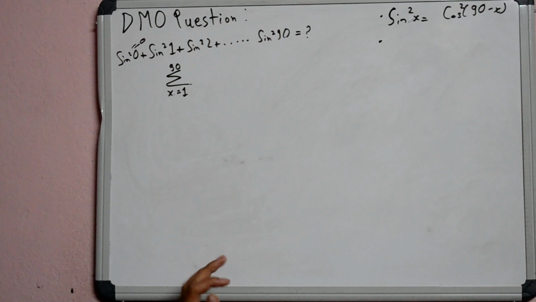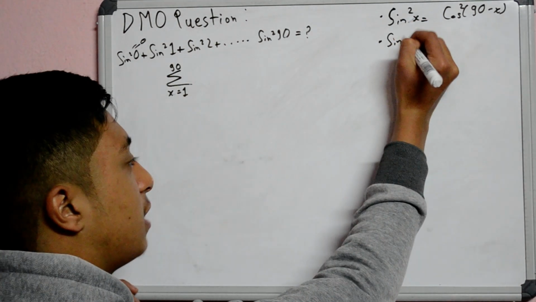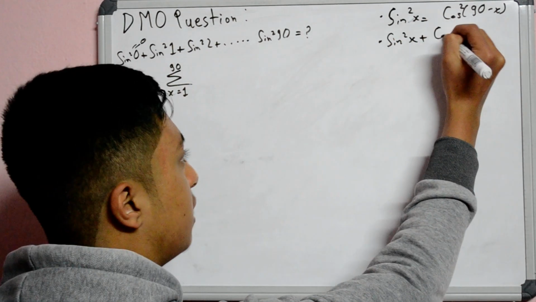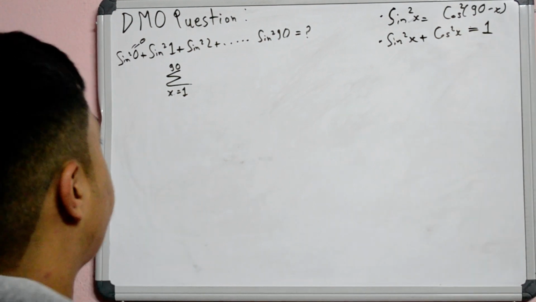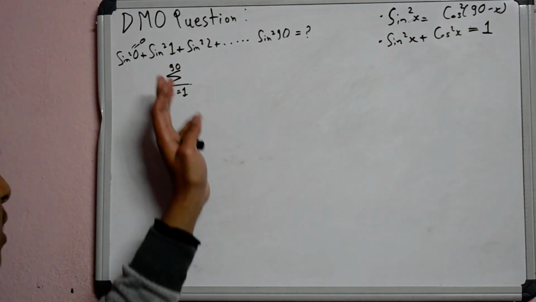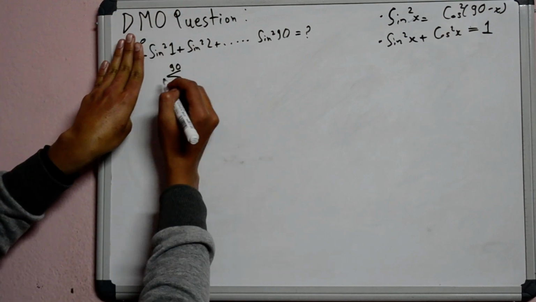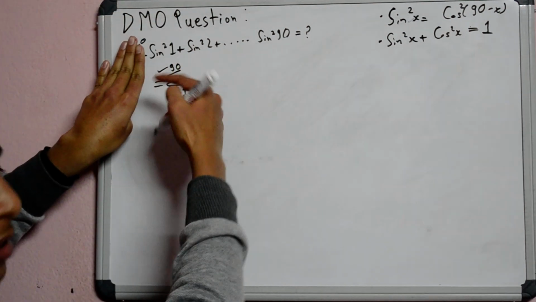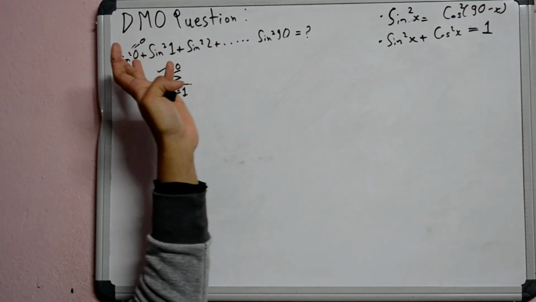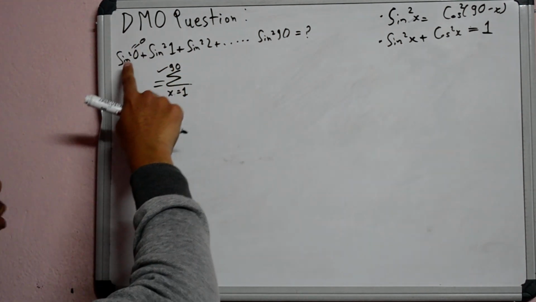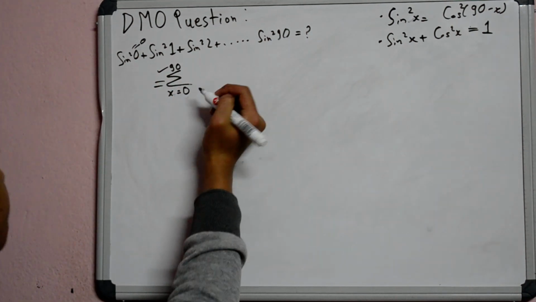And another fact is that simply the most basic trigonometric identity, sine square theta plus cos square theta, or sine square x plus cos square x equals 1. So now the original equation was this. You can in fact write it as that. This is correct till this step. Now in the original equation you can add sine square 0, making it go from 0 to 90.